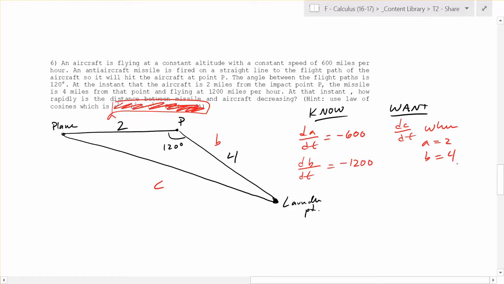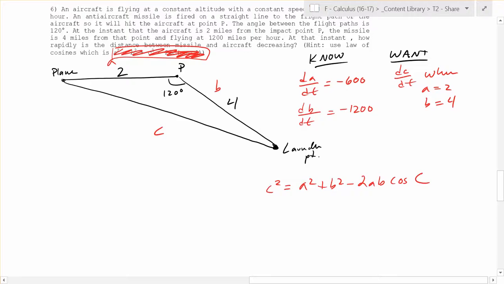So it tells us we need to use the law of cosines because we need to relate the 3 lengths of a triangle that is not a right triangle. So that's going to be, in this case, c squared equals what? A squared plus b squared minus 2ab cosine of c, right? So what do we do now?